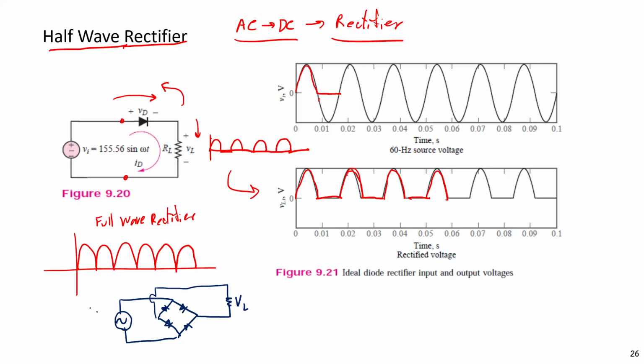With this circuit, we will get, with this type of diode, we use 4 diodes, we can get a full wave rectifier. Only the positive side comes to VL. Okay, you flow in only this direction, from here to here, from here to here. We call this a full wave rectifier.